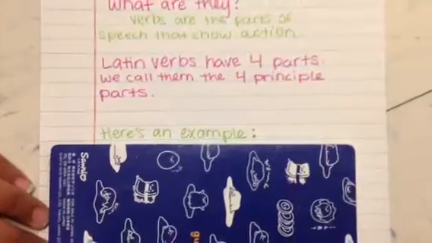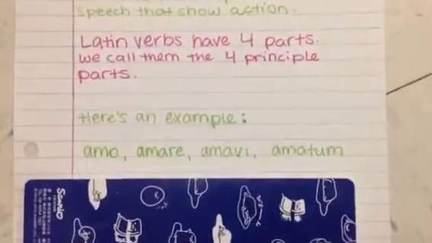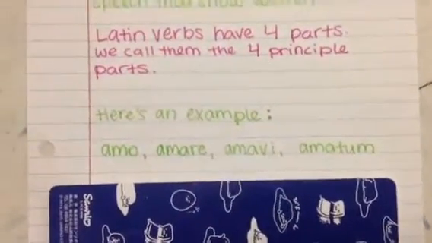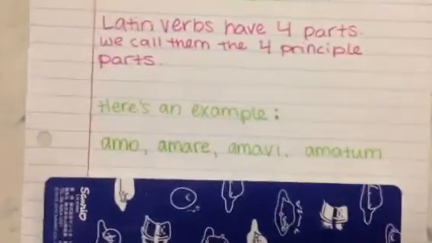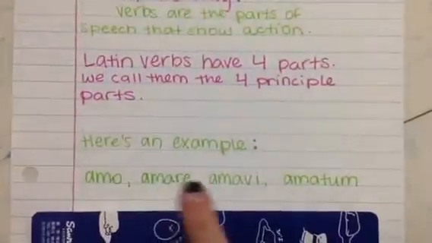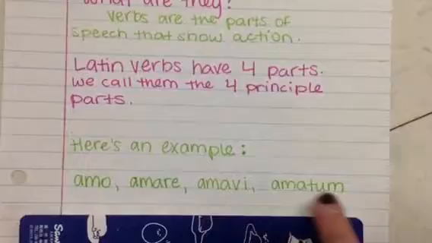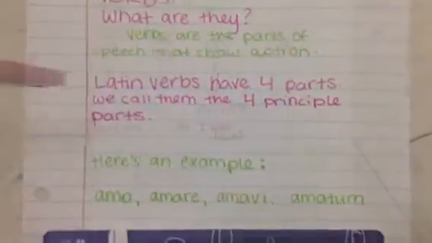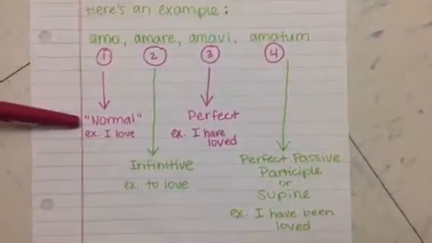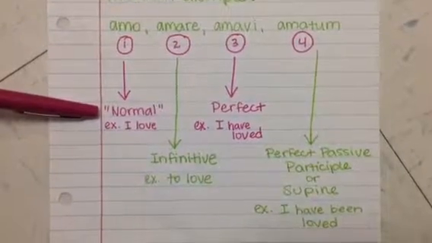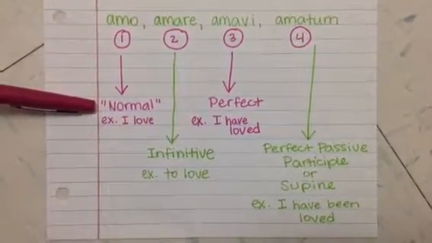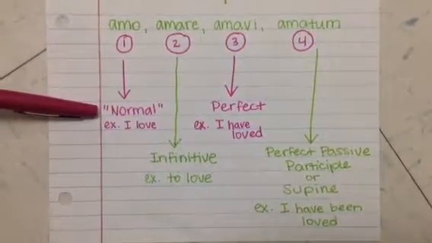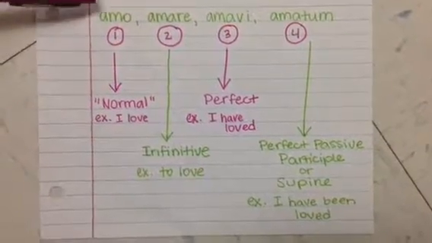So, let's look at an example. Here is amo, which is to love. So it has 4 parts: amo, amare, amavi, and amatum. The first principal part is kind of your normal part. It's going to translate just how you would think a normal verb would translate. So for amo, it just means I love.